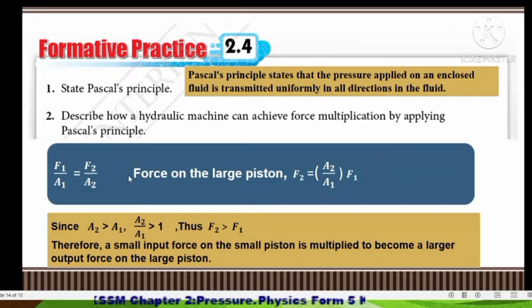If you want to increase the output force by applying Pascal principle, you can increase the multiplying factor, meaning increase the area A2 of the second piston. So you can control the amount of output force produced by using this multiplying factor, or the ratio of A2 to A1.